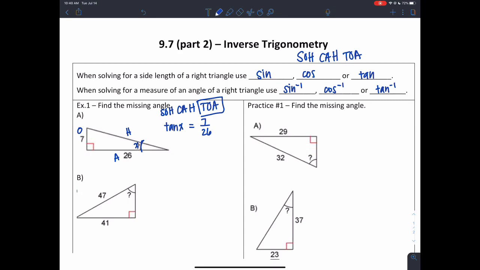Now, because x is our input in the function tan, we have to use the inverse to cancel out that tan. So we use tan inverse on both sides. Tan inverse and tan cancel out. On the left side, we have x left over equals tan inverse of 7 over 26. And then we use our calculator to solve what that is. And we should get x equals 15 degrees. Now, because we're finding angles, we want to round to the nearest whole number.